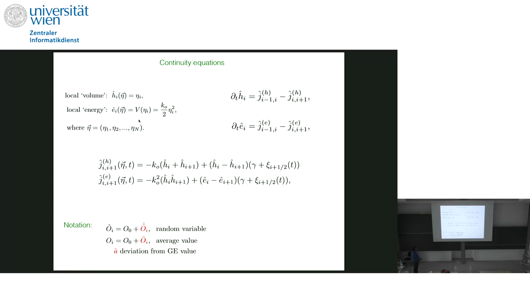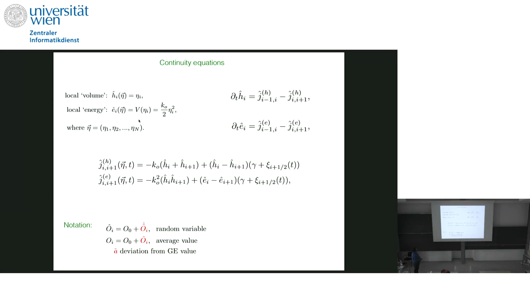So these are noises representing the Poisson processes that are occurring at every bond, which are represented by I. So this is a bond between I and I plus 1, and I'm just writing it by I plus half. And this is the notation that I will follow.